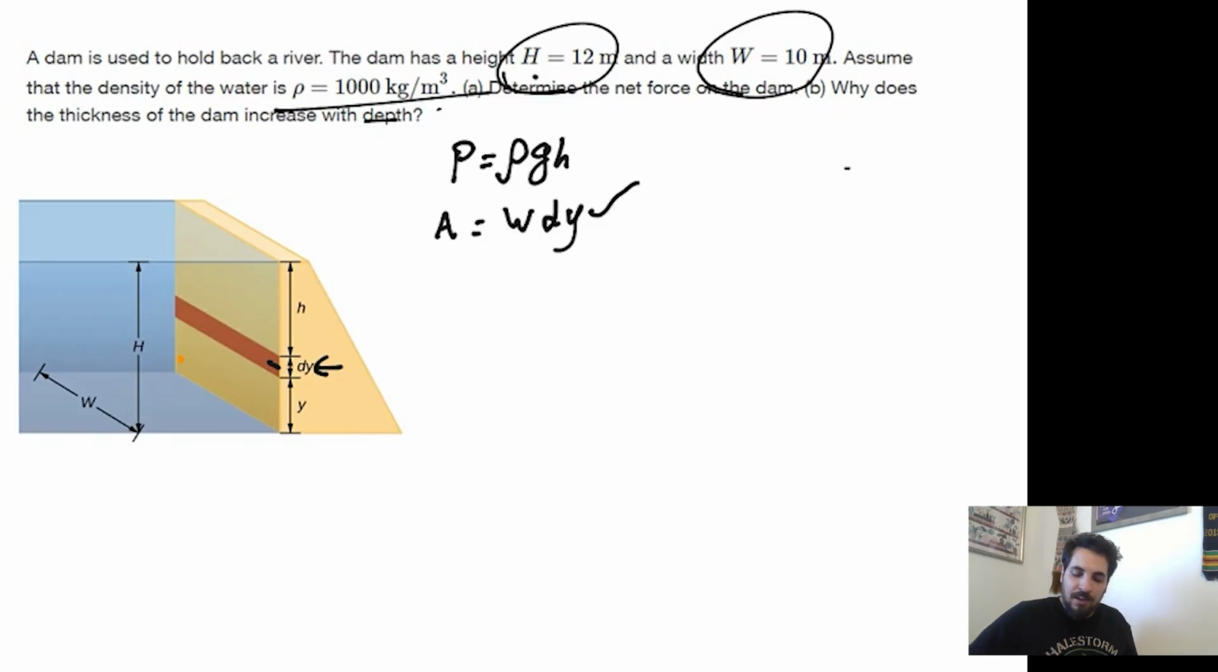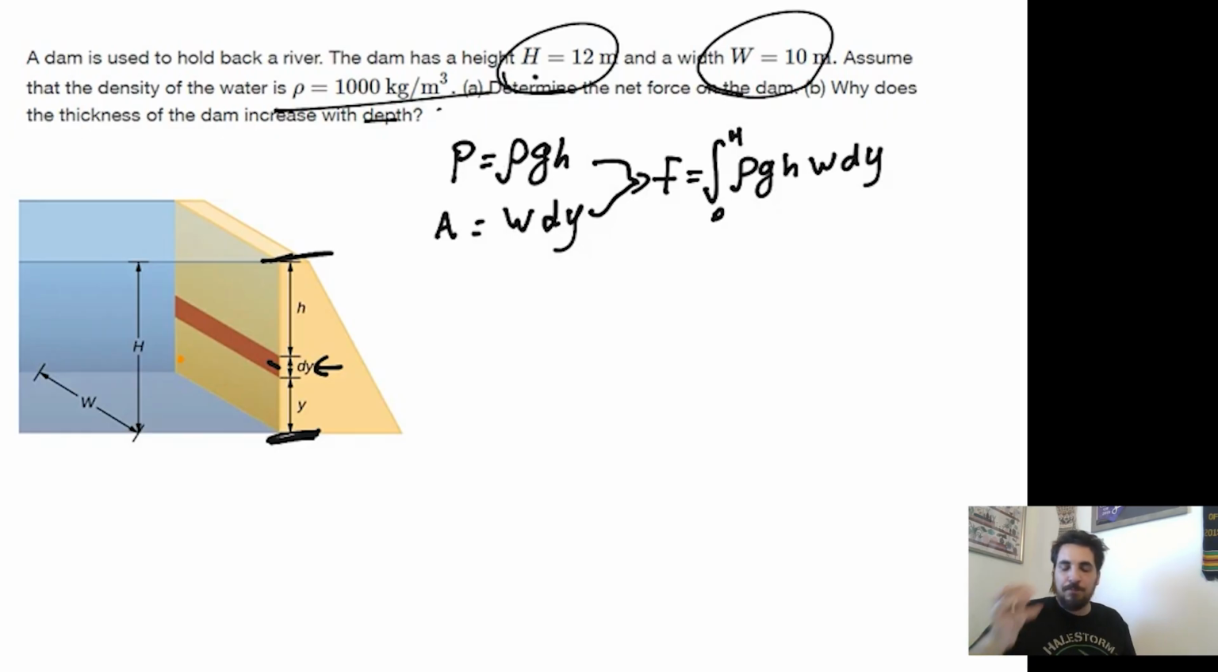We take these together, and we say that the force is going to be the summation of all of these little chunks of area between 0 and height h, capital H, of pressure, rho gh, times area, width, dy. So we end up with this integral. And again, the integral is just a summation. It's looking at an infinite number of those little strips and adding them together.